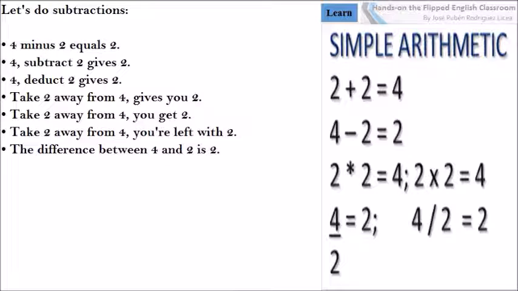Let's do subtractions. 4 minus 2 equals 2. 4, subtract 2 gives 2. 4, deduct 2 gives 2. Take 2 away from 4, gives you 2. Take 2 away from 4, you get 2. Take 2 away from 4, you're left with 2. The difference between 4 and 2 is 2.